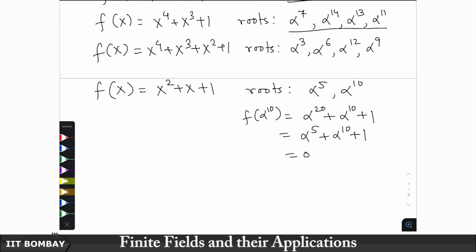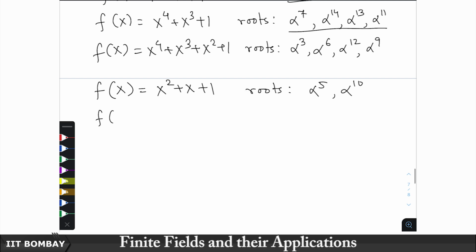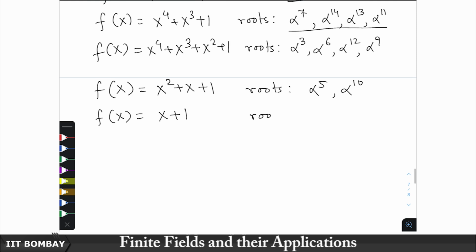Now, there is only one irreducible polynomial of degree 2 and that is this one. Then we have degree 1 irreducible polynomials. In a moment we will see why we are taking these particular degrees 4, 2 and 1. So f(x) = x + 1 is one irreducible polynomial of degree 1 and it has the root 1, and f(x) = x is another irreducible polynomial of degree 1 and it has root 0.